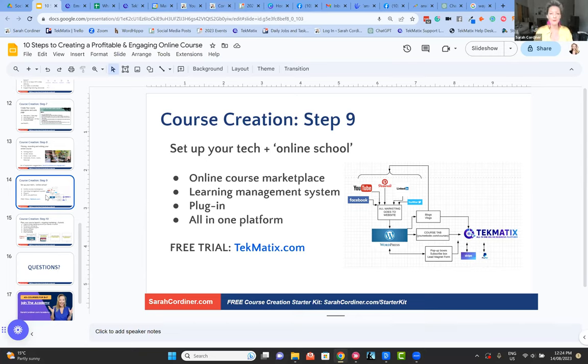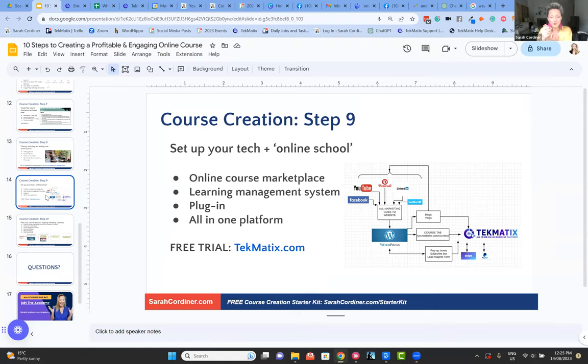And the number one platform for that is Techmatics. Kajabi is the closest similar all-in-one. It's not quite an all-in-one because it doesn't have all of those features, but you can build your landing pages, courses on it. But Techmatics does way more for a much cheaper price than Kajabi charges.